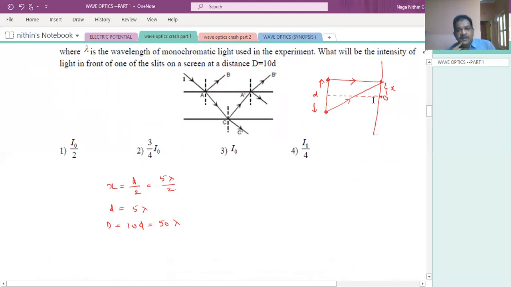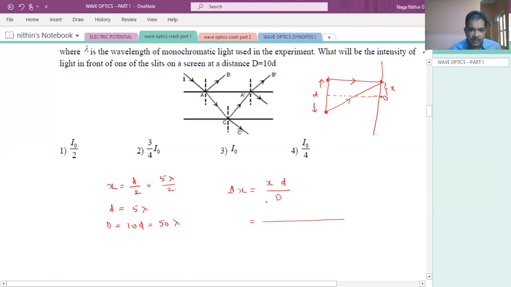For finding the intensity, we have to calculate the phase difference. I is equal to 4 I naught cos square theta by 2. That is the formula. For that, we have to find the path difference, and from that we will calculate the phase difference. So delta x is equal to x small d by capital D.